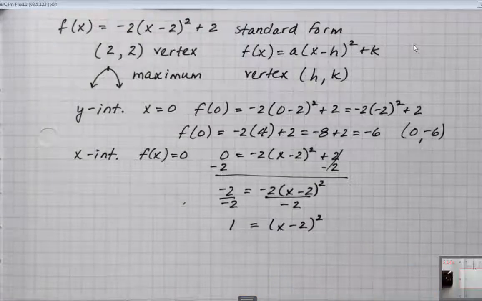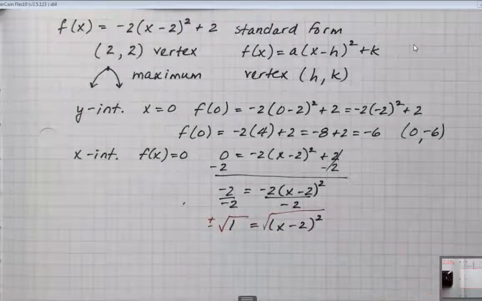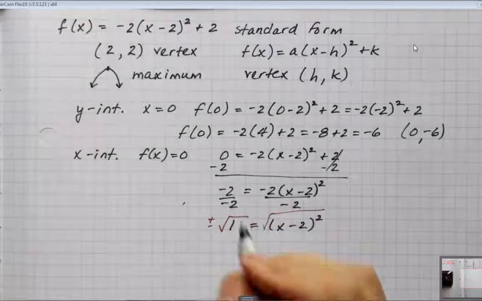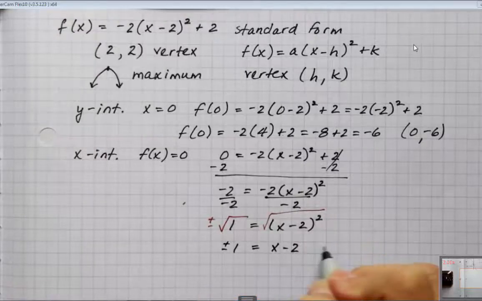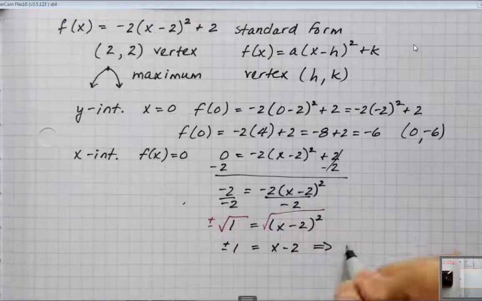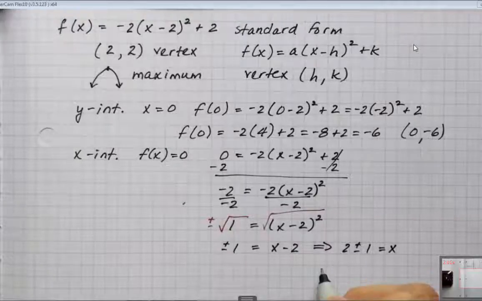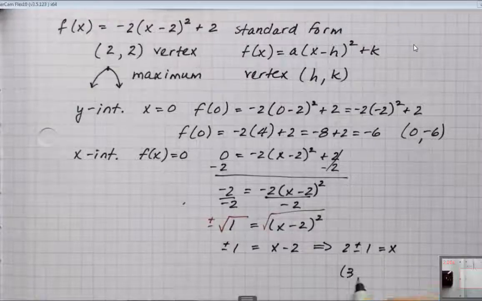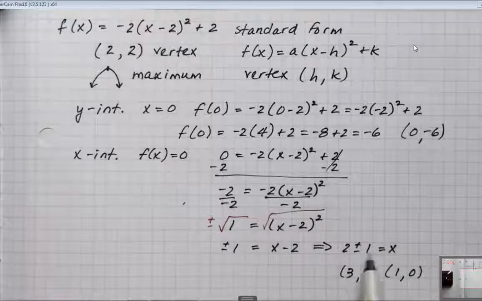I'm going to take the square root of both sides, and when I do that, I need to make sure I put in plus or minus 1. So I end up with plus or minus 1 equals x minus 2, which gives me, adding 2 to both sides, 2 plus or minus 1 equal to x. So my coordinates of my x-intercepts then are going to be 3, 0 or 1, 0. 2 plus 1 is the 3, and 2 minus 1 is my 1.